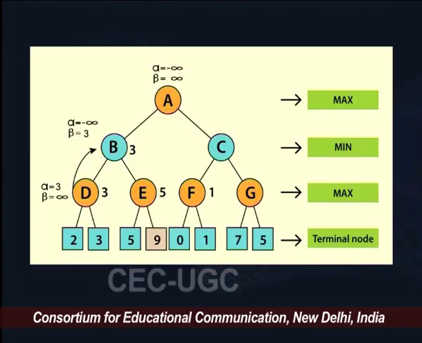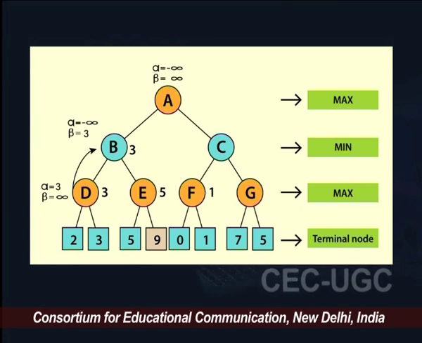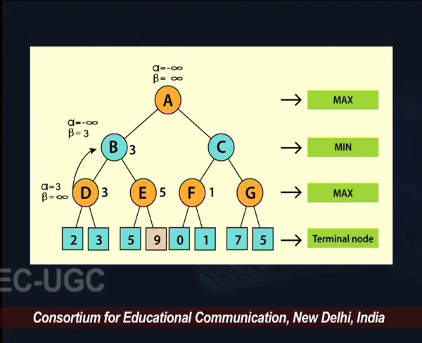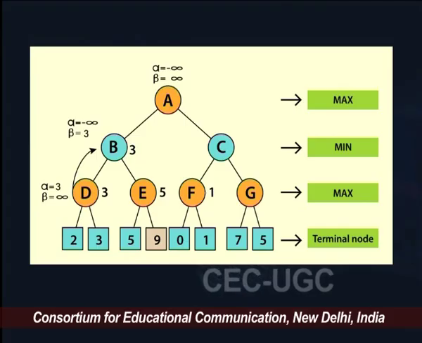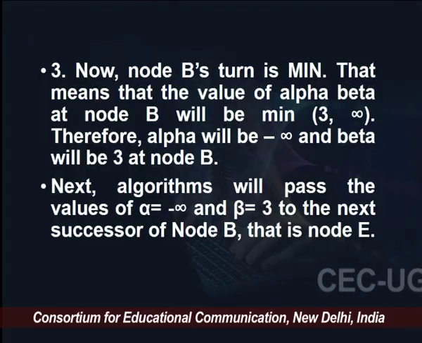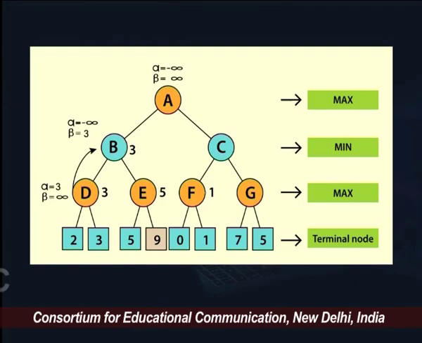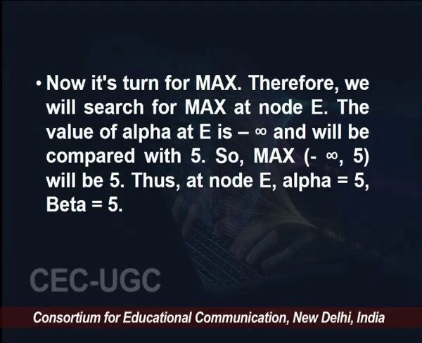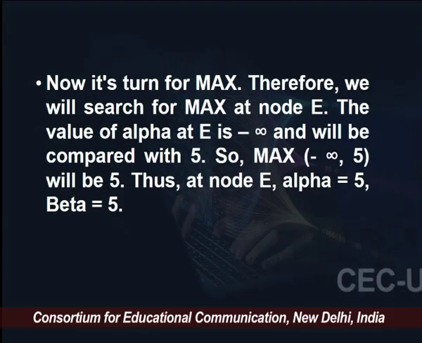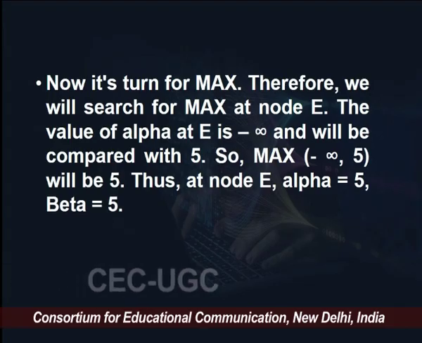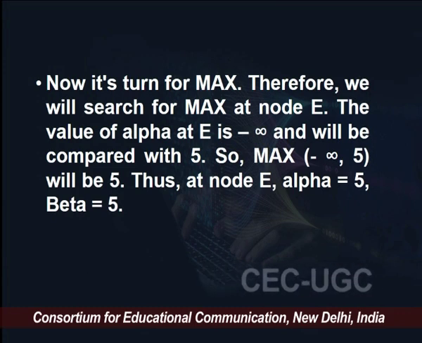Now, how is node E going to be the successor? Because this is the manner in which your depth first search is going to work. So, at D we updated alpha because that is the max ply, at B we updated the beta because that is the min ply, and now these values are going to be passed on to the successor, which is the node E. Now, at node E you can see that it is the turn for max. Therefore, we will search for max at node E, and the value of alpha, minus infinity, will be compared with 5, which is max of minus infinity and 5. So, it is going to be 5.